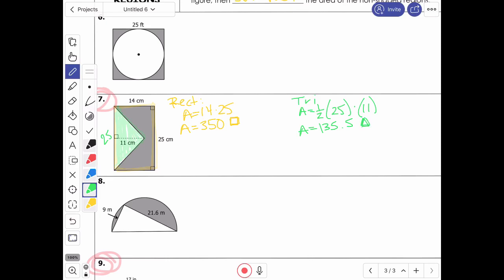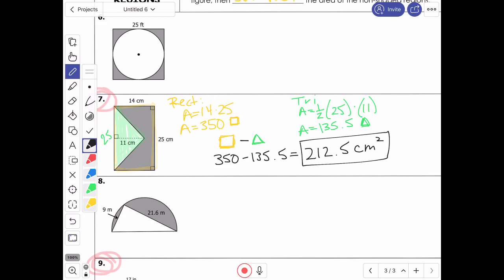Now, to find the shaded region, this is what you're going to do in shape form. You're going to take the rectangle area and subtract the triangle. Okay, and then you're going to be left with that shaded region. So 350 minus 137.5 would give me a grand total of 212.5, and then we're in centimeters squared.